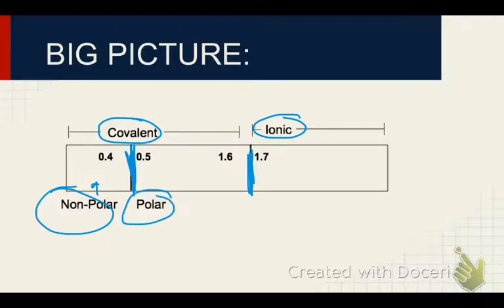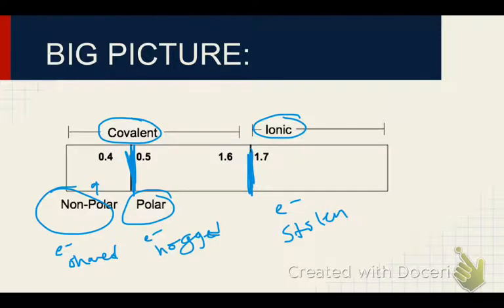What happens is that when you get here, the electronegativity difference is so big that eventually that electron is just stolen completely. Not hogged, but stolen. So we have electron shared, electron hogged, and electron stolen. That's the difference between those three types of bonds. So they're all shared in covalent, just equally and unequally. Here, they're not shared at all. They're stolen. So if you mark that on your periodic table, I think that will really help.